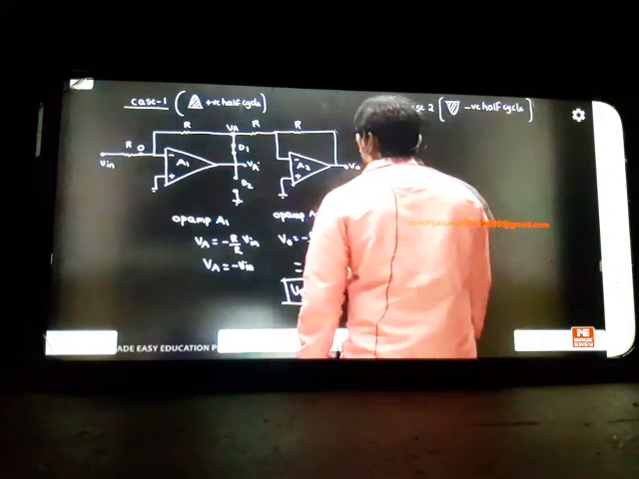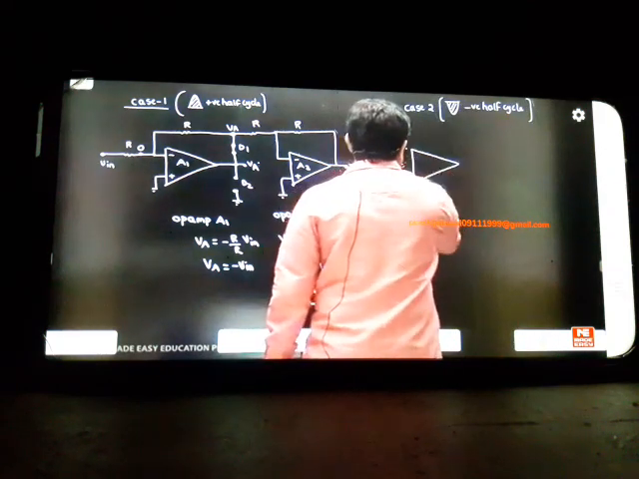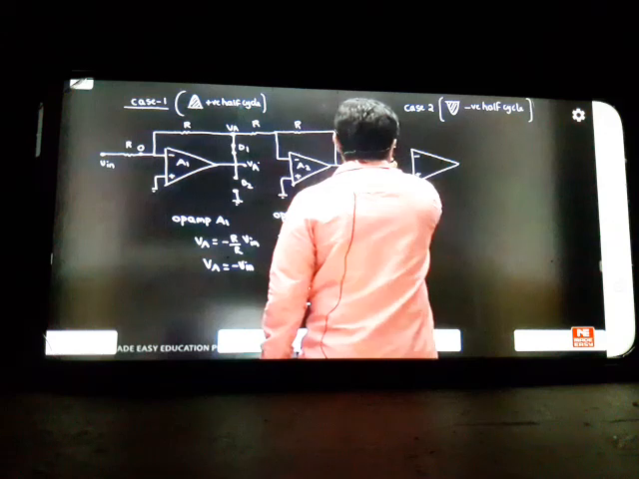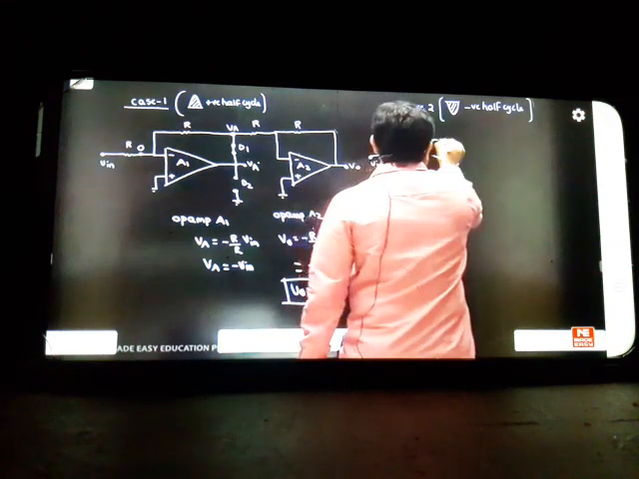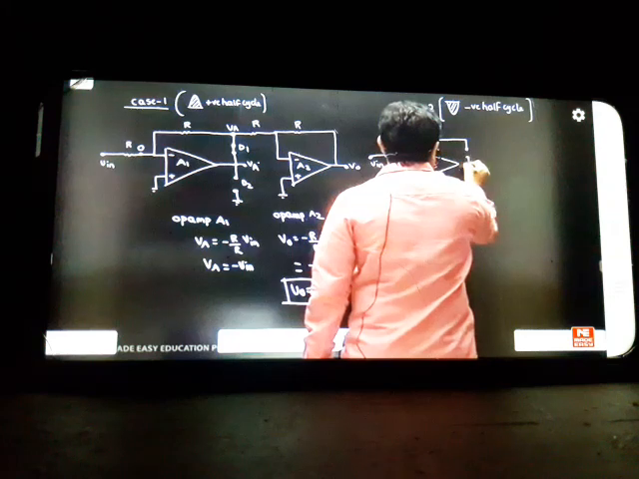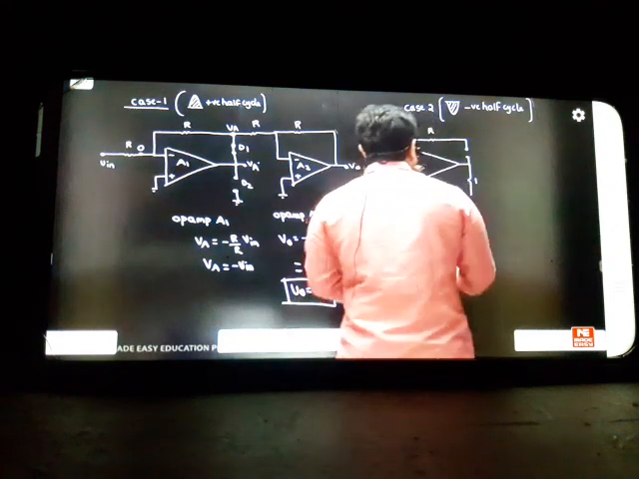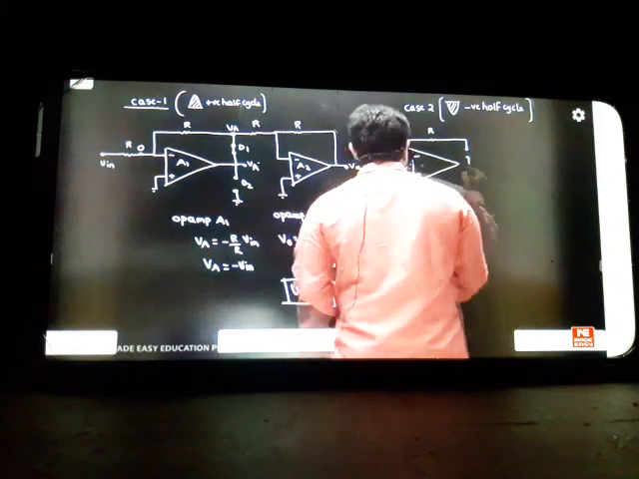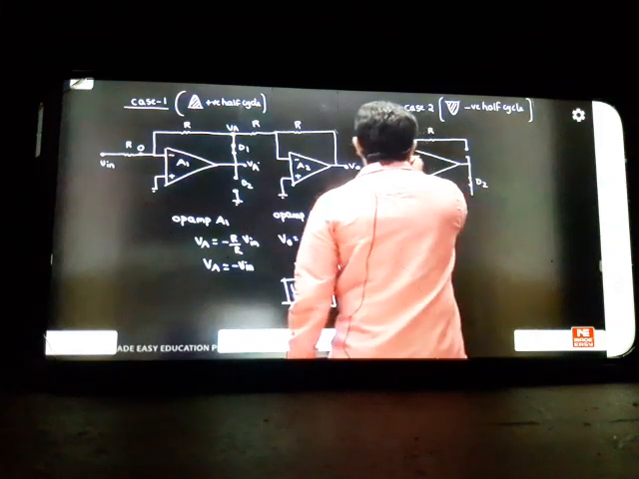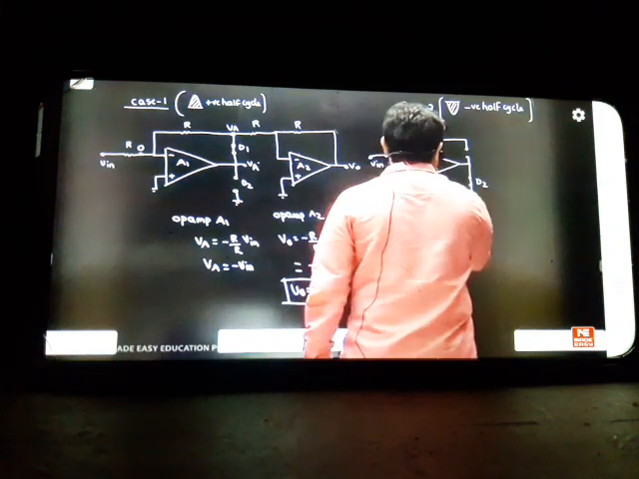Negative half cycle. If you go for the negative half cycle, the diode model will be like this. This minus plus is grounded. We have a resistor R here, this is VIN. Next we have a resistor R. This will be open. Here we have the short circuit. This is D2, and we have a resistor R.